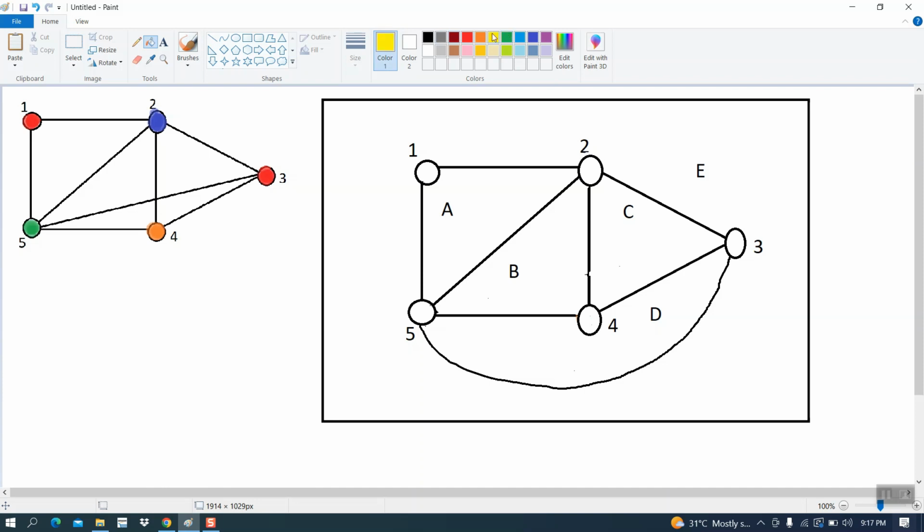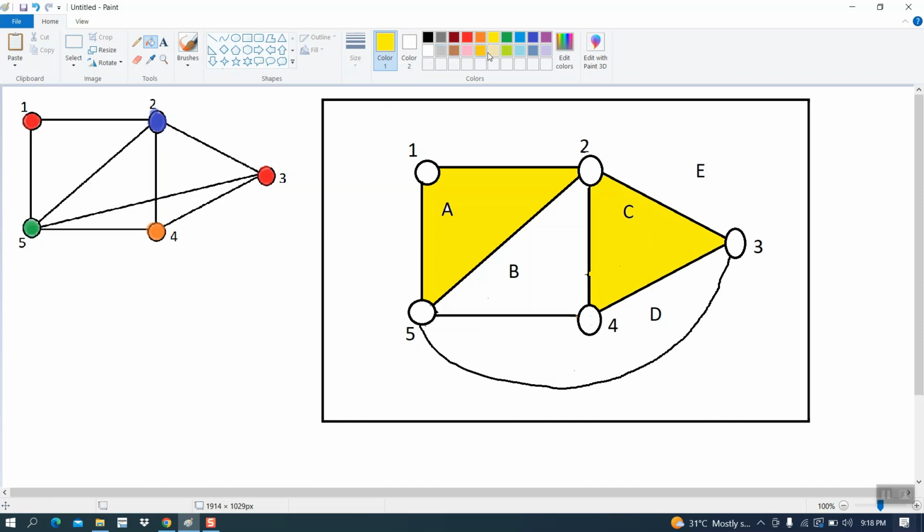I will apply yellow color for plane A, and if we move to plane B, we cannot apply this same color yellow to plane B because it's sharing the boundary 5 to 2. And also we cannot apply yellow color to plane E as well. Now let's move to plane C. We can apply yellow color to plane C because it is not sharing any edge or any boundary.